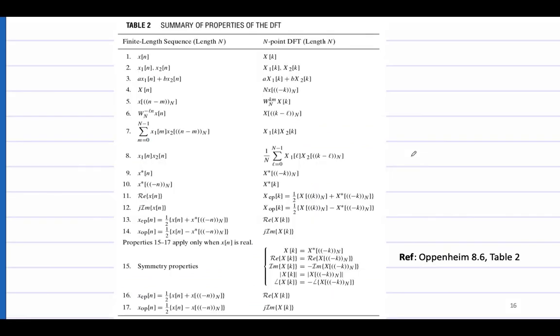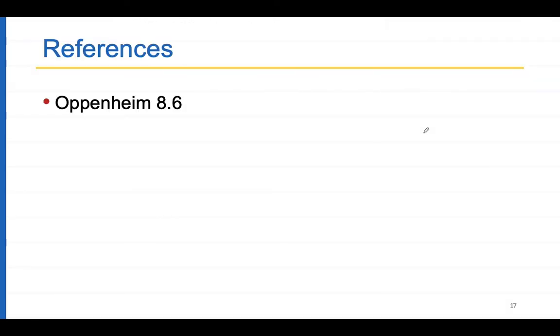In your textbook, Oppenheim, Table 2 very nicely summarizes all the properties which we have just seen. You can go through it in the book and prove them on your own. The reference: Oppenheim, chapter 8, section 6.